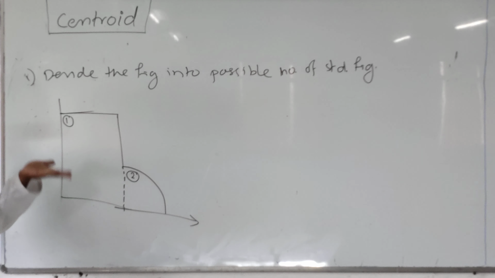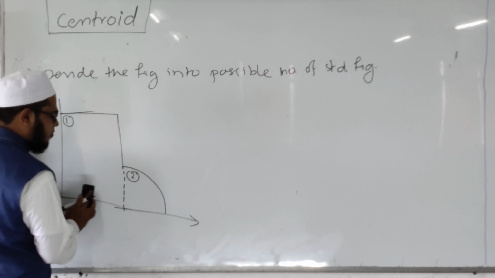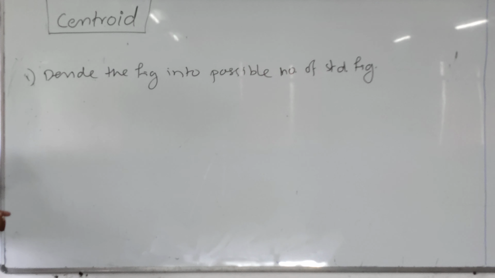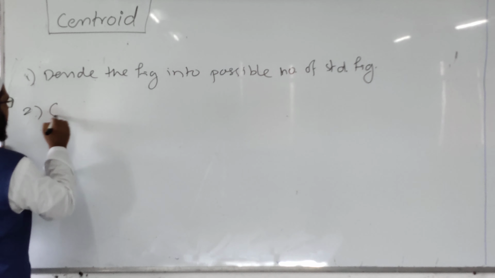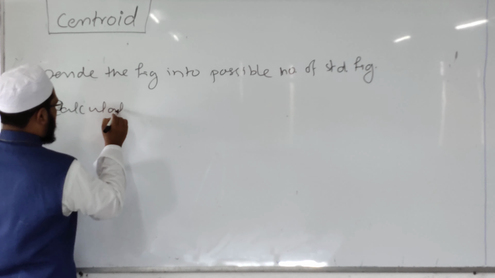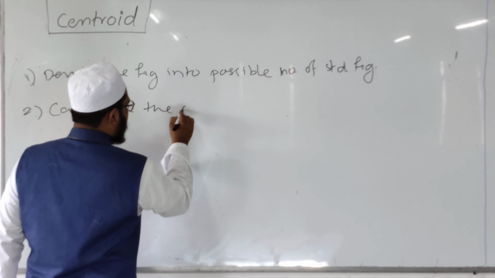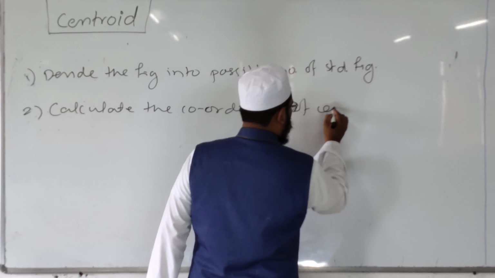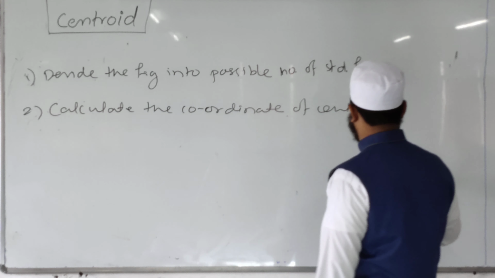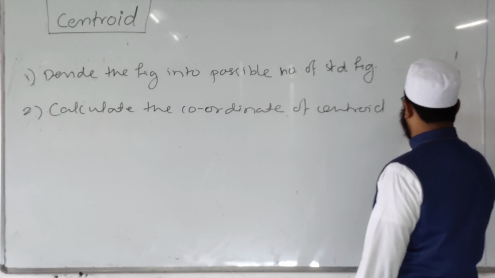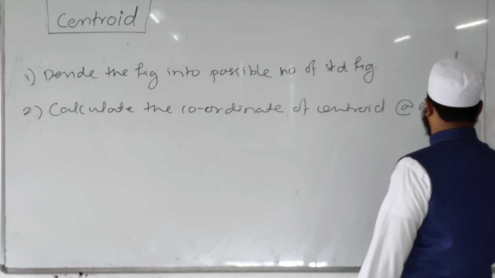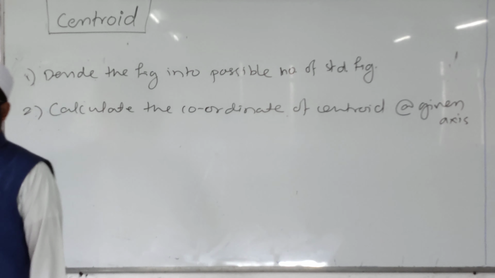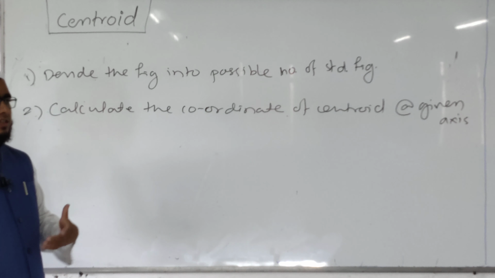It is the process. If there are 3 standard figures possible, there may be more than one combination possible. So we have to see which one is easy. After division, calculate the coordinates of the centroid about the given axis. This means we have to find the coordinates of each standard figure with reference to the given axis.